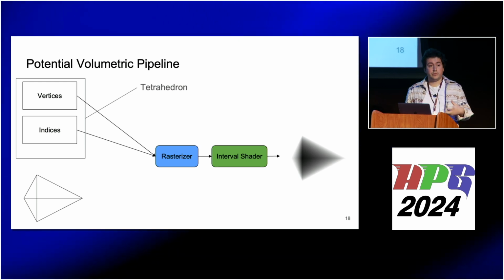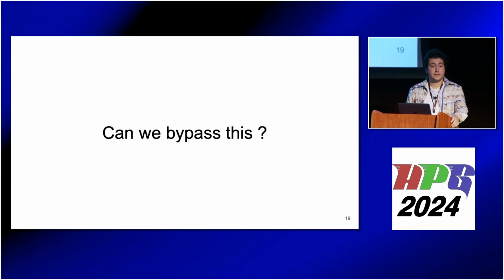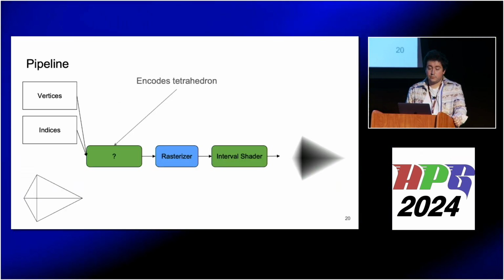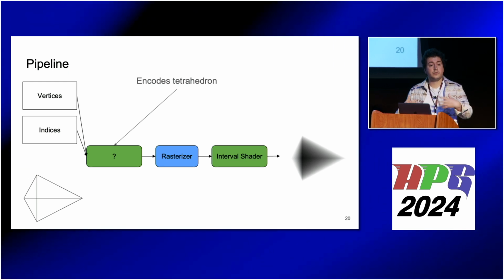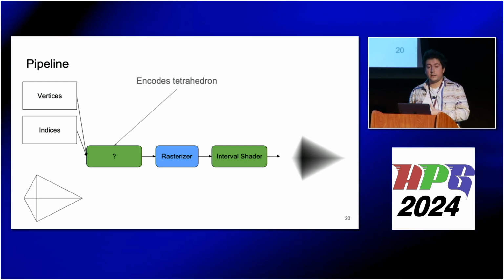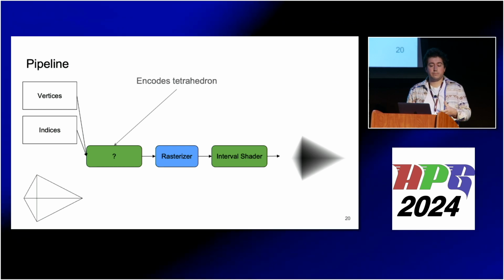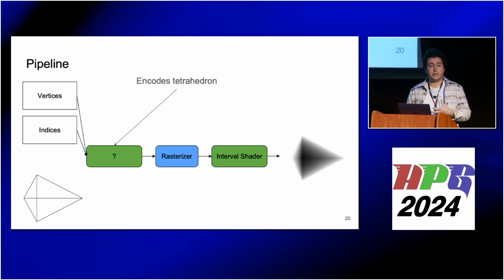But as I said, we don't have access to tetrahedra. So the question is, can we bypass this? My hypothesis when doing this work was that maybe you can use an early stage fragment to encode the tetrahedron, such that the rasterizer is coerced into computing the projection that we want, and then we get our result in a fragment shader.